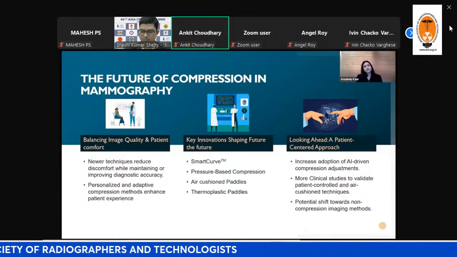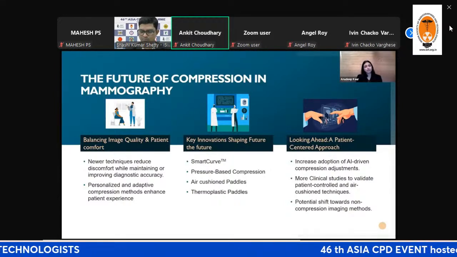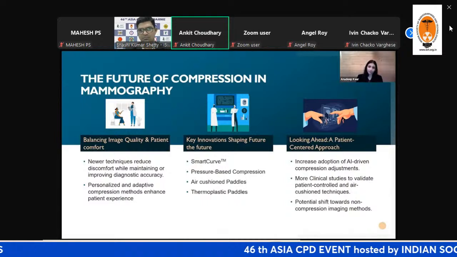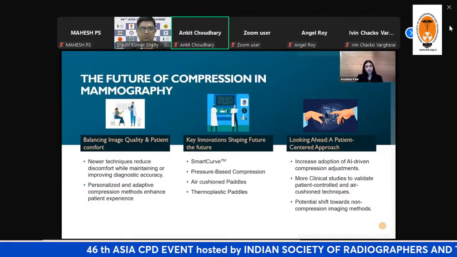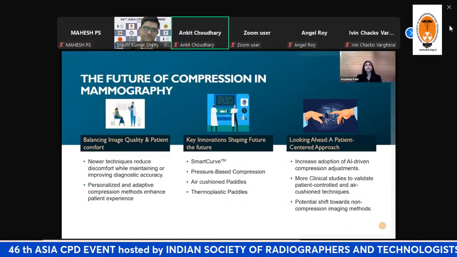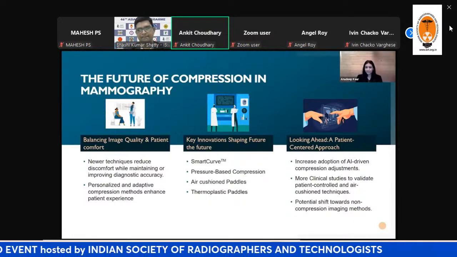And another one that we are looking forward to being adapted in the market will be the air cushion pad and the thermoplastic sheets pad, right? So these are the promising innovations that we can look forward to in the compression techniques.